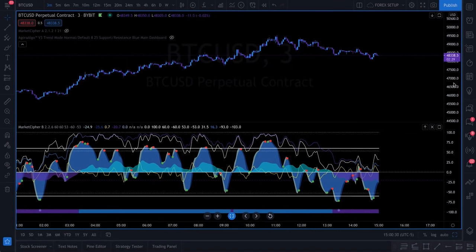Because there's nothing more frustrating than feeling like you're losing in an uphill battle. With Market Cipher, trading should not be an uphill battle. This is an amazing tool, and if we know how to read it and if we know how to do what it says, we will make successful trades. It's as simple as that.